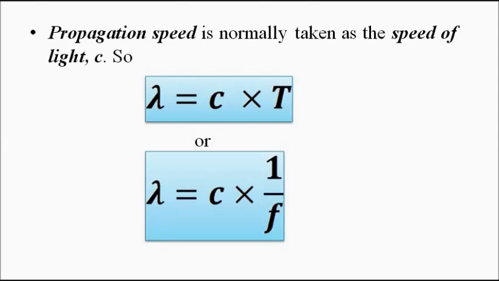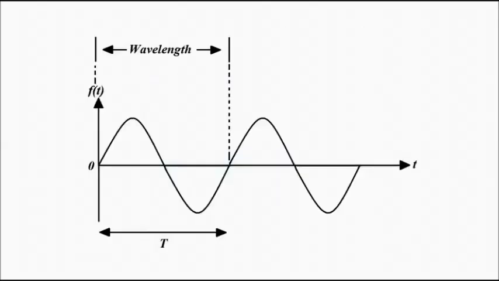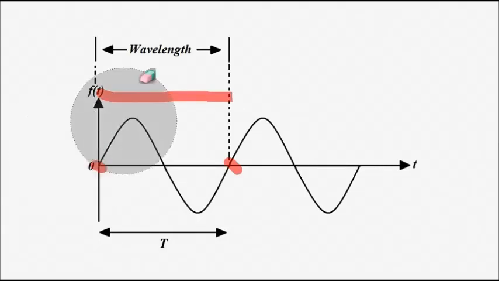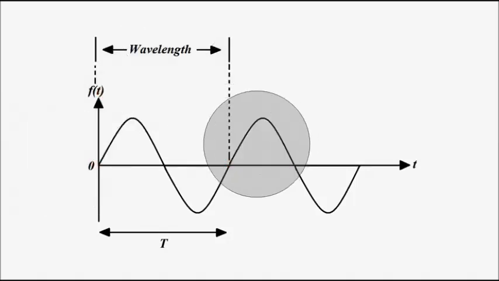Okay, so if we want to understand wavelength, here we have a signal. This is the time period, the time taken by the signal or the wave to complete one cycle, from here to here. The distance traveled by the wave in one cycle is called the wavelength. This much portion is the wavelength. So this is about wavelength.